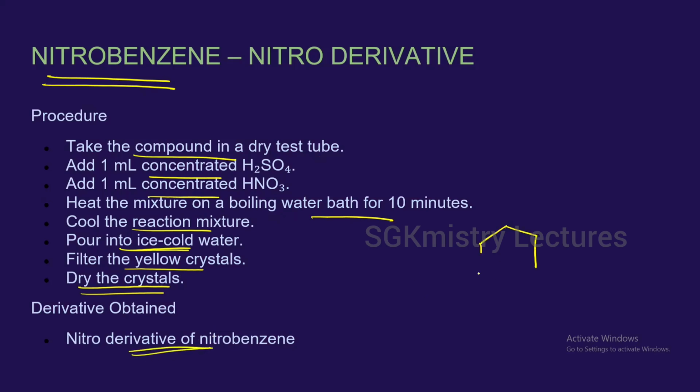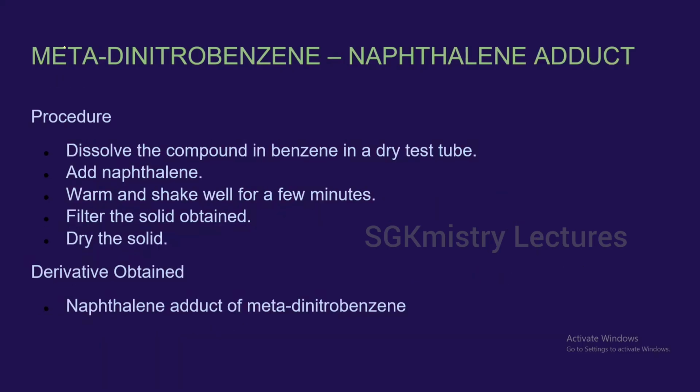So you're going to see that here there is already a nitro group. Now in the meta position, you're going to get another nitro group that is attached to the ring. Right. So next is meta-dinitrobenzene. If this particular compound was given to you, then how are you going to prepare the derivative?